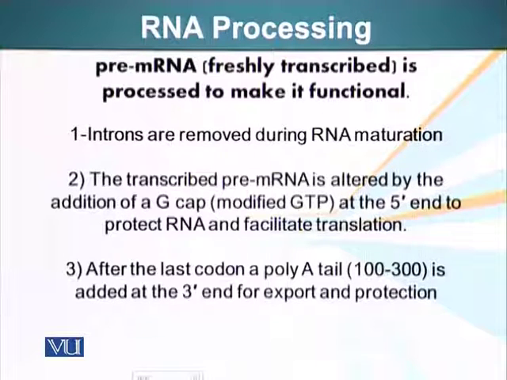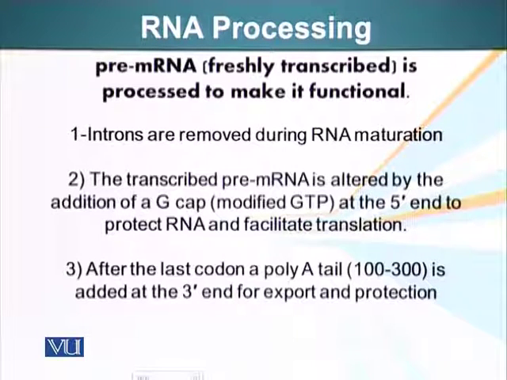Three types of processing have to occur on messenger RNA. Number one, introns have to be removed. The genes of eukaryotes have exons and introns. Introns are the regions of DNA which are converted into messenger RNA, but will ultimately be removed from the messenger RNA. Once I show you the picture, it will be more straightforward.